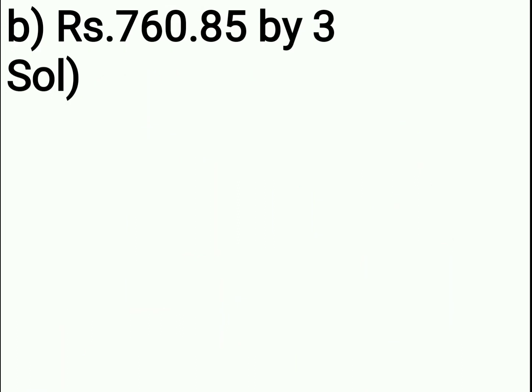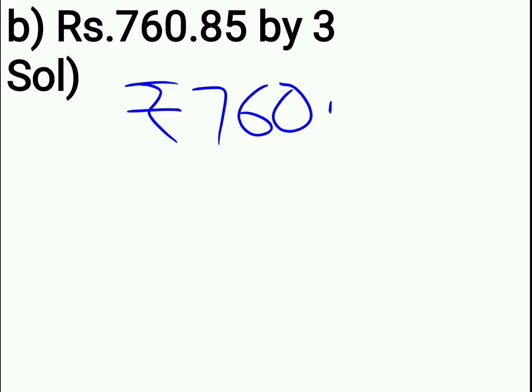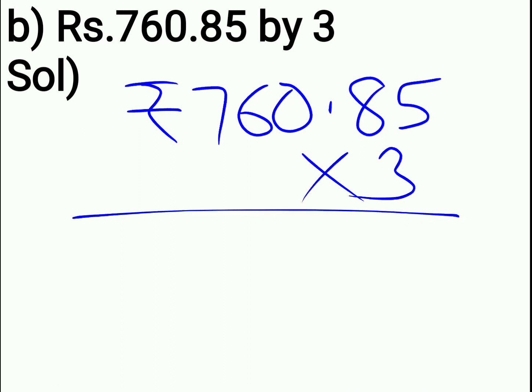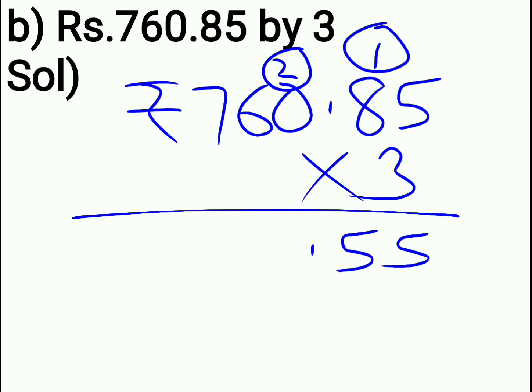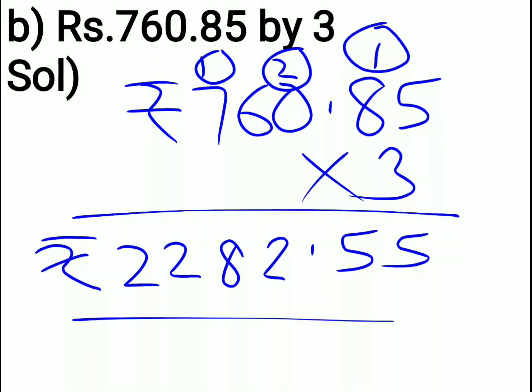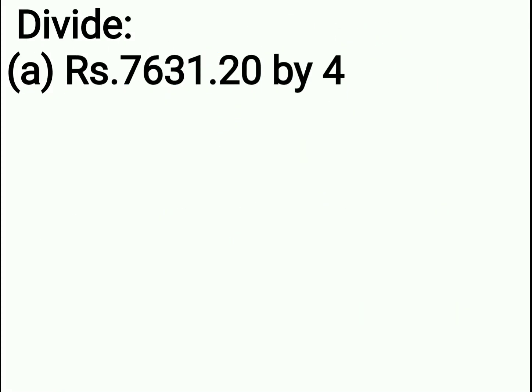Clear? Now we do B part. You write 760.85 multiplied by 3. 3 5s are 15, so 5 and 1 will go on. 3 8s are 24. 24 plus 1 is 25. 2 will go on. 0. 3 zeros are 0. 0 plus 2 is 2. 3 6s are 18. So 1 will go on. 7. 3 7s are 21. 21 plus 1 is 22. So your answer will be rupees 2282.55. Clear, students?